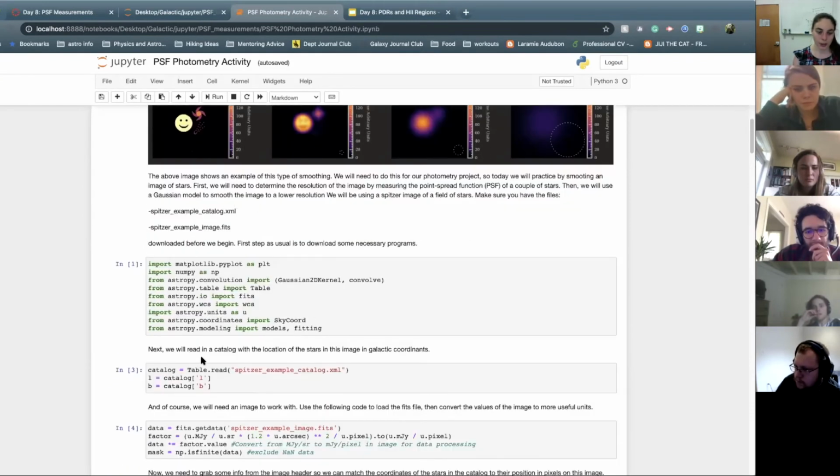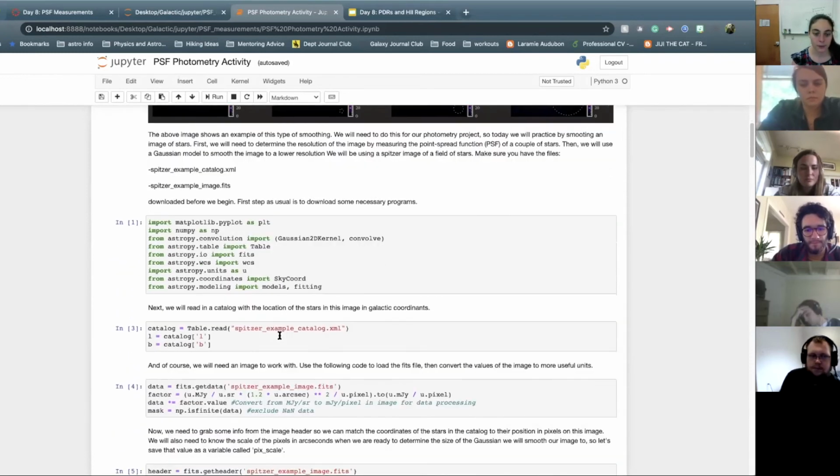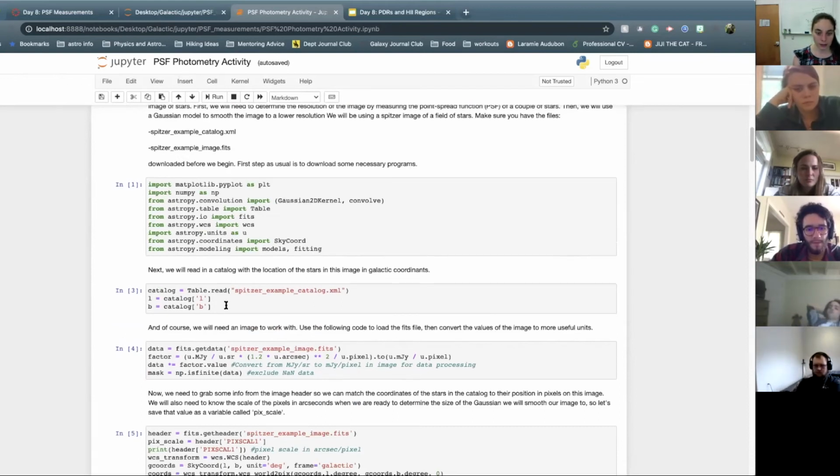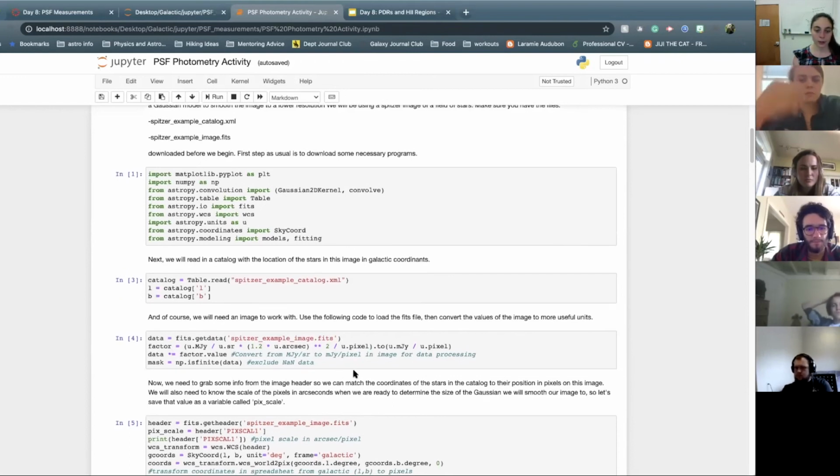So this all should look semi-familiar, just loading some functions, but there's a lot of new ones because there's some mess here. The nice thing is nobody has to use float utils here, so if it's not working for you, there's no two codes, it's all in this one. Then we read in a catalog that has locations of stars in this image in galactic coordinates. So last class we talked a little bit about L and B coordinates. So this just has those positions of the stars in L and B coordinates. And then also an image.